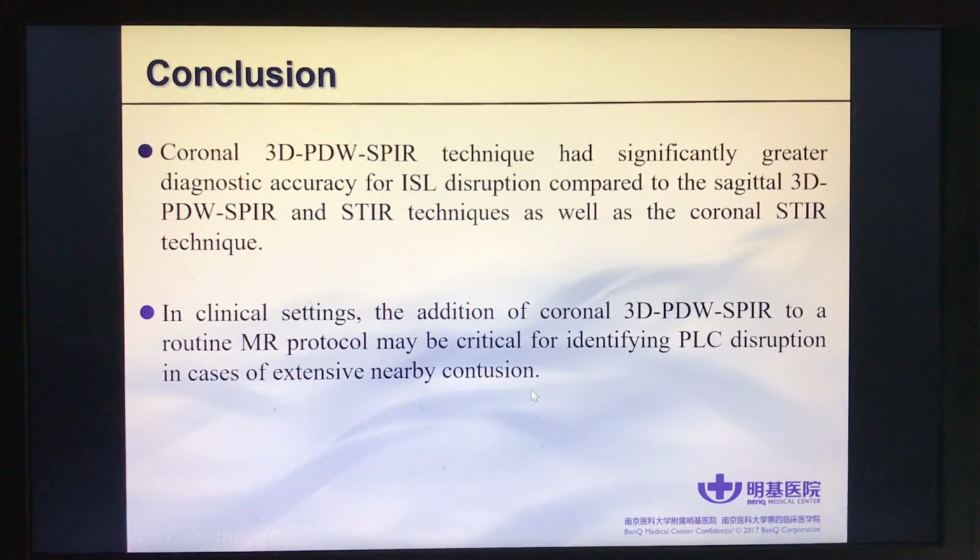Conclusion. Coronal 3-dimensional PD SPACE technique had a significantly greater diagnostic accuracy for ISL disruption compared to the sagittal 3D PD SPACE and STIR techniques as well as the coronal STIR technique. In clinical settings, the addition of coronal 3D PD SPACE to a routine MR protocol may be critical for identifying PLC disruption in cases of extensive nearby contusion.